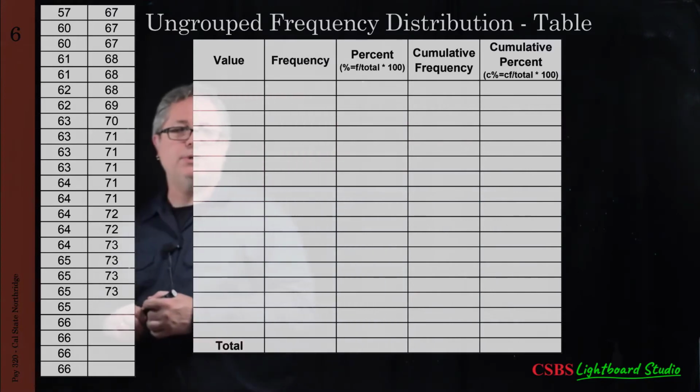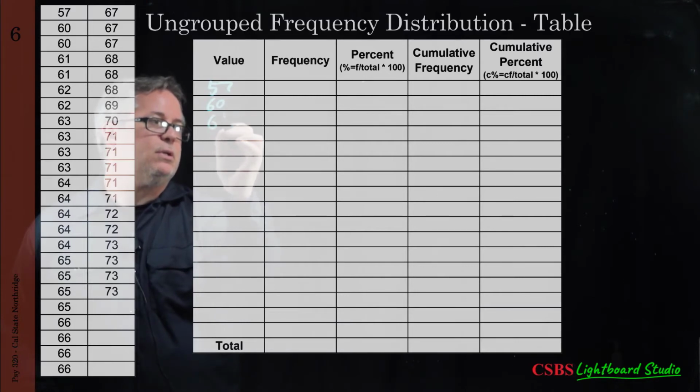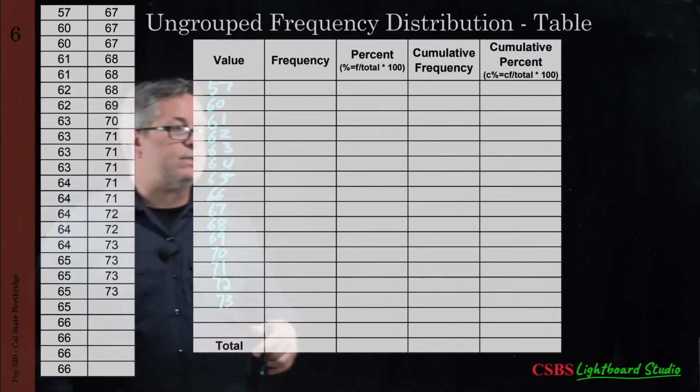It says, all right, let's look at all the values that we have, starting up here. So the lowest value, 57. Okay, then we have 60, 61, 62, 63, 64, 65, it's a horrible 5, 66, 67, 68, 69, 70, 71, 72, and 73. So those are all of our values that we have, without any redundancy. So we're just placing each one in there once.